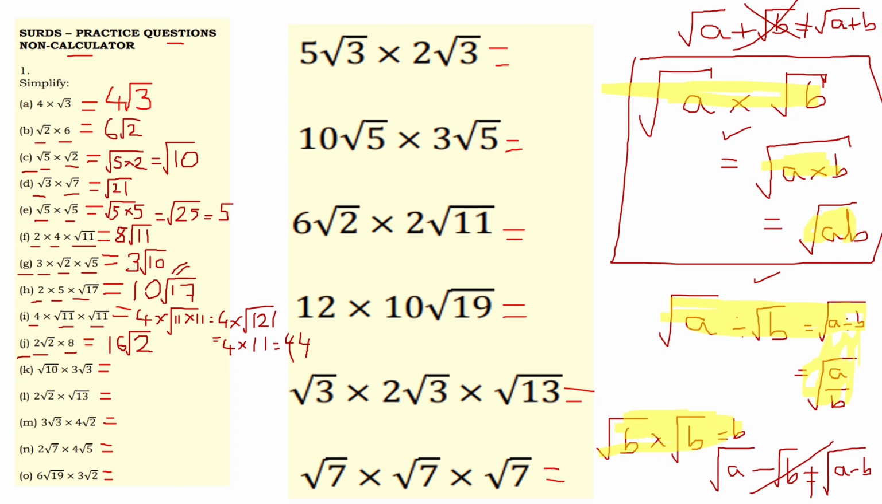Next up, root 10 times 3 root 3. We're going to have 3 lots of root 10 times root 3, so root 30. So 3 root 30. Next up, 2 root 2 times root 13. Root 2 times root 13 is root 26, and then we tag on the 2 as a multiplier, so it's 2 root 26. Next up, 3 root 3 times 4 root 2. 3 times 4 is 12, and root 3 times root 2 is root 6.